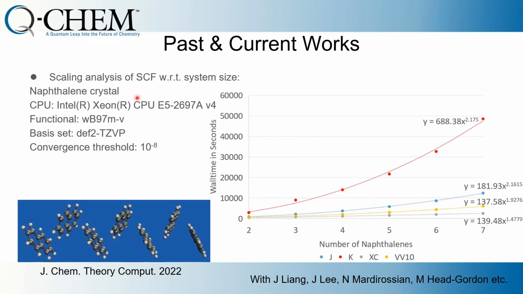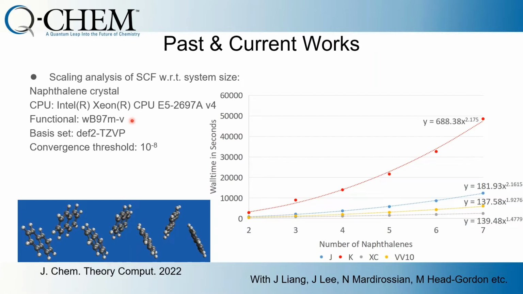Here's a scaling analysis of SCF wall time running serial with respect to molecular system size using the upcoming QChem version 6.0.0. The functional I tested here is one of our favorites, Omega B97M-V. The wall time of the calculation should be dominated by four parts: Coulomb, range-separated exact exchange, DFT exchange correlation, and VV10 non-local correlation.